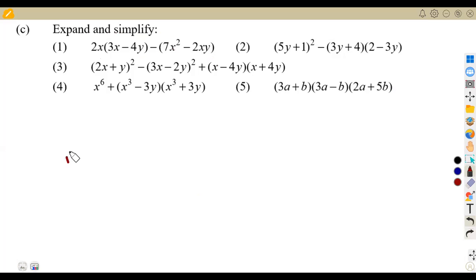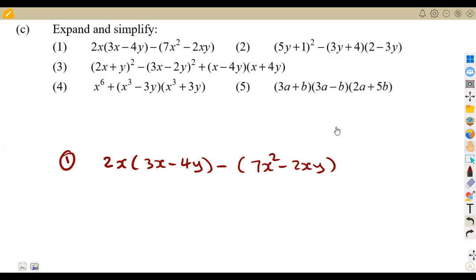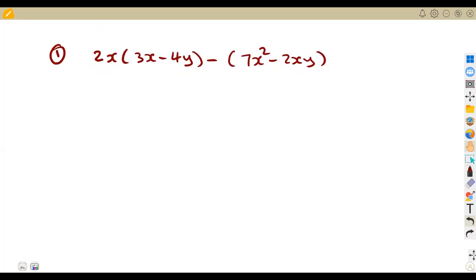All right, let us consider the first question. We are given in this case 2x into the bracket of 3x minus 4y, minus the bracket of 7x squared minus 2xy, like this. So if I'm given to expand this and simplify, I'm going to consider that the first bracket of 3x minus 4y is affected by a single term, so this is affecting a binomial. So we're just going to expand this 2x here, it also expands this part.